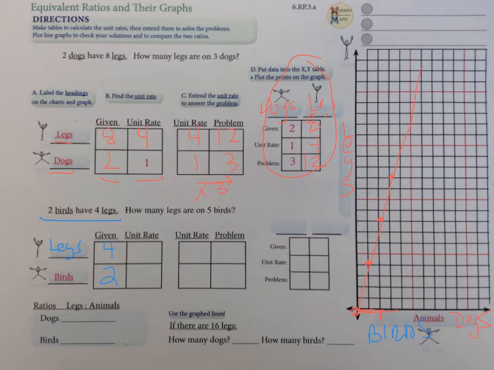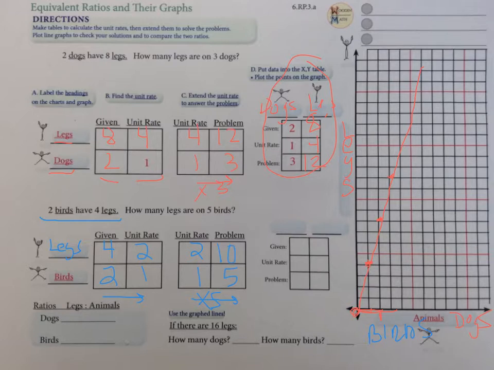Let's find the unit rate. So going from 2 to 1 bird, we divide by 2. Let's divide the 4 by 2, and we'll get 2. Copy that unit rate of 2 legs for 1 bird, and let's extend that to find the number of legs on 5 birds. Making a relationship among birds, 1 times 5 gives us 5 birds, so multiply those legs by 5 and we'll get 10.